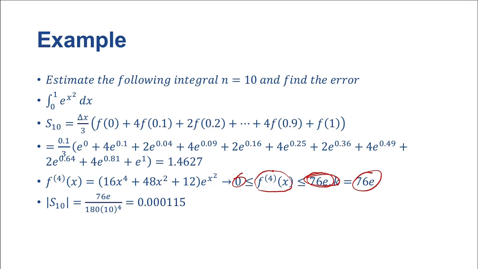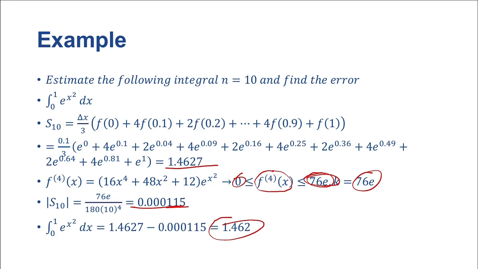So now what we do to find the actual value of the integral is subtract the error from the value that we got from our sum, so we can approximate this a little bit better. So we get the integral between 0 and 1 of e to the x squared dx is equal to 1.4627 minus 0.000115, which is 1.462. So that's our solution for this last one.